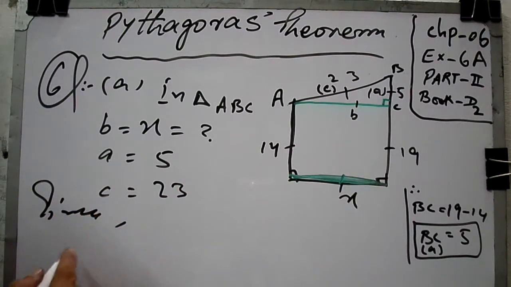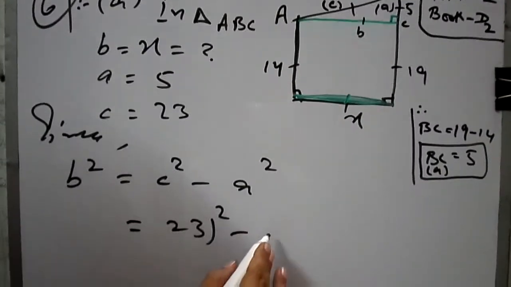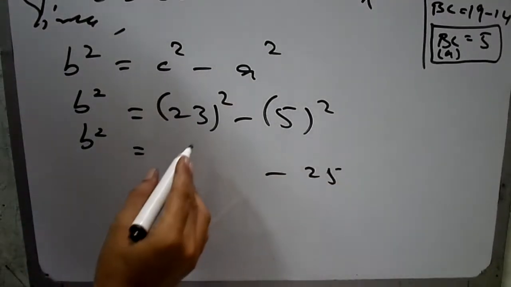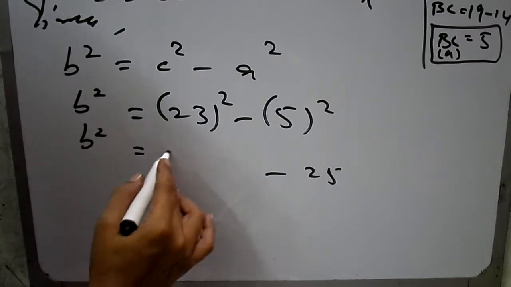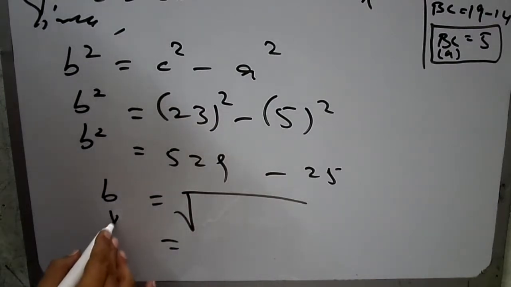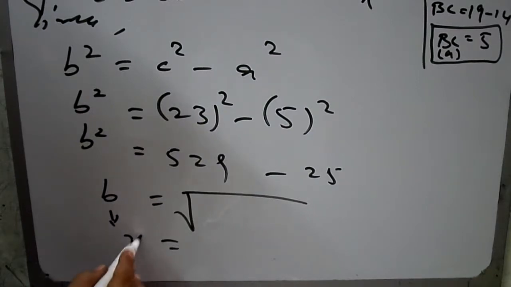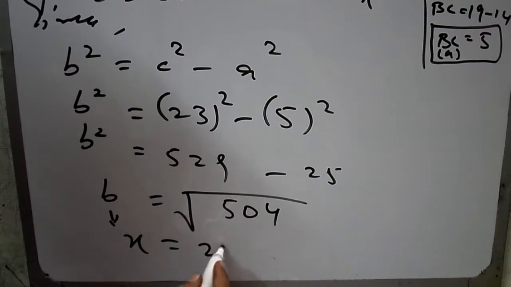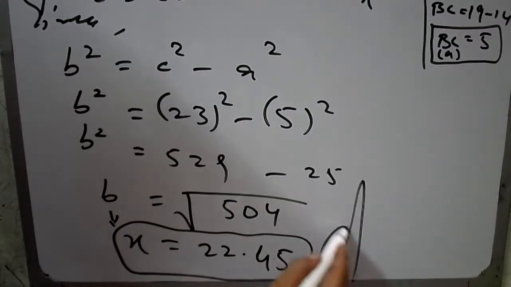Since we have the Pythagoras theorem, B square is equal to C square minus A square. So putting the values, 23 square minus 5 square. So the value of B square is 25. 23 multiplied by 23 gives 529. So subtract it, and B is representing your x. After subtraction you will get 504, and taking the square root you will get 22.45. That is your required result.